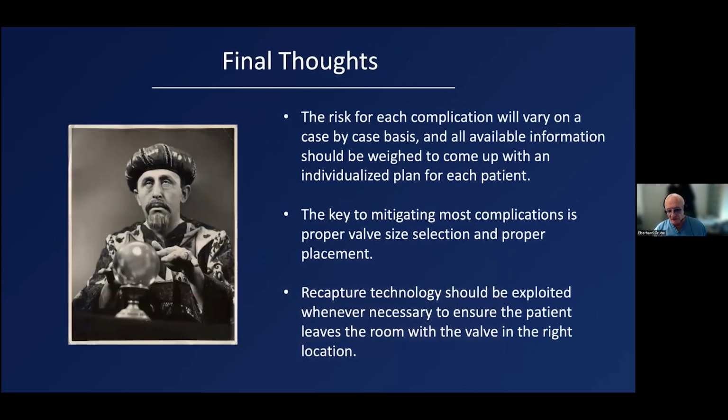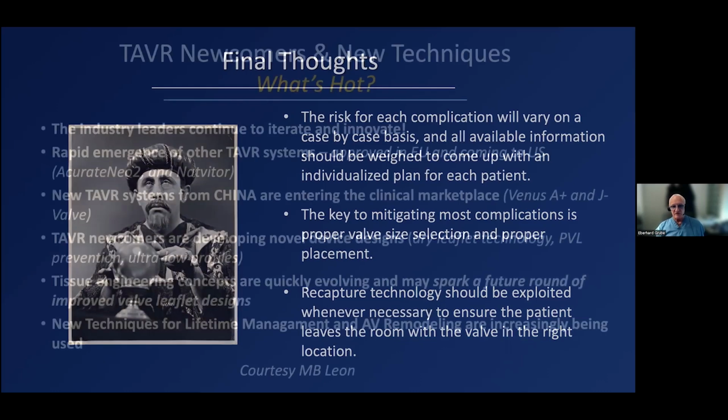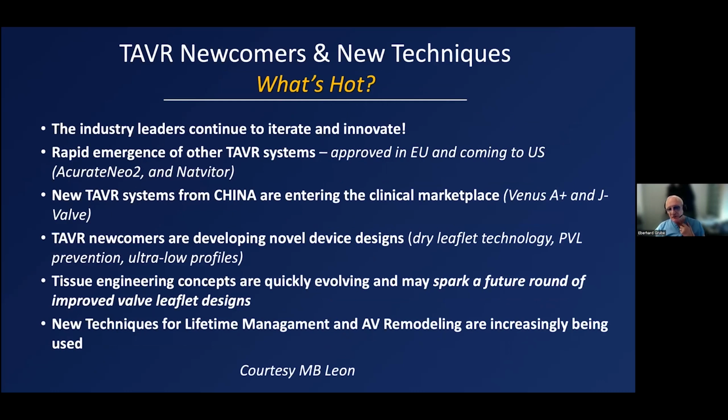My final thoughts: the risk for each complication will vary on a case-by-case basis, and all available information should be weighed to come up with an individualized plan for each patient. The key to mitigating most complications is proper valve size selection and, of course, proper placement. Recapture technology can and should be exploited whenever necessary to ensure the patient leaves the room with the valve in the right location.